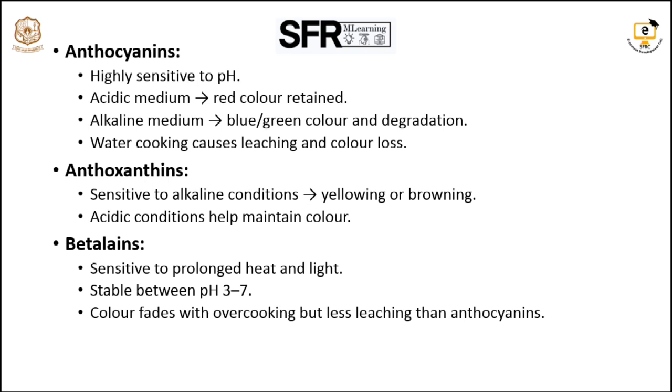Betalains, these are sensitive to prolonged heat and light. It's stable between pH 3 to 7. That is, in acidic pH it is stable, and once the pH crosses 7, meaning alkaline pH, it will lose its color. The color fades with overcooking but there is less leaching than with anthocyanins. With anthocyanins we see lots of leaching, lots of pigments moving out into the water. For example, the Indian berries, if we eat them, your tongue will turn red. It is because of the anthocyanin pigments.